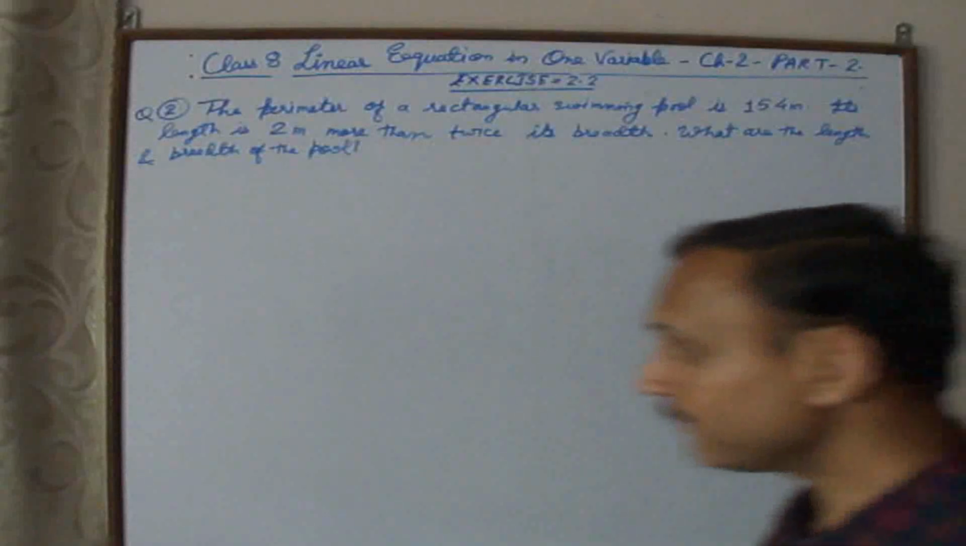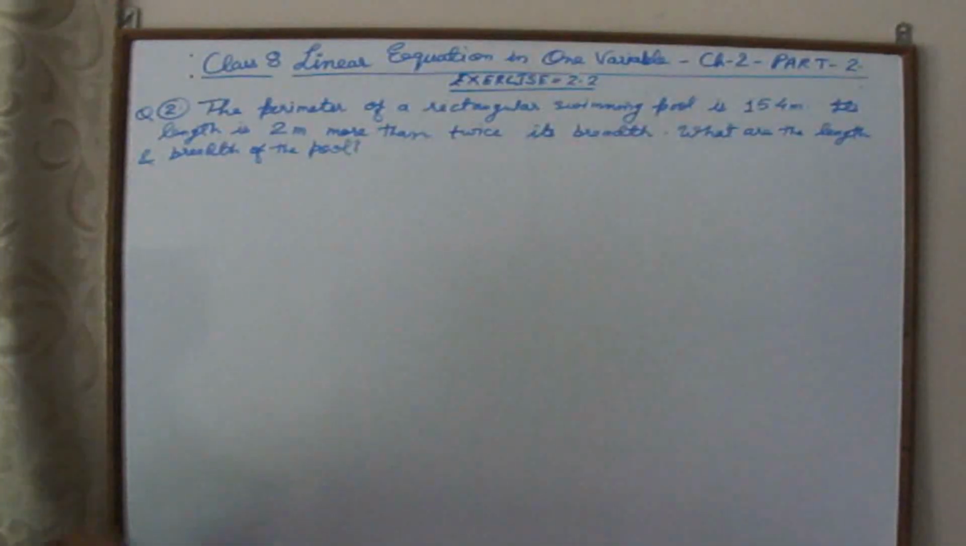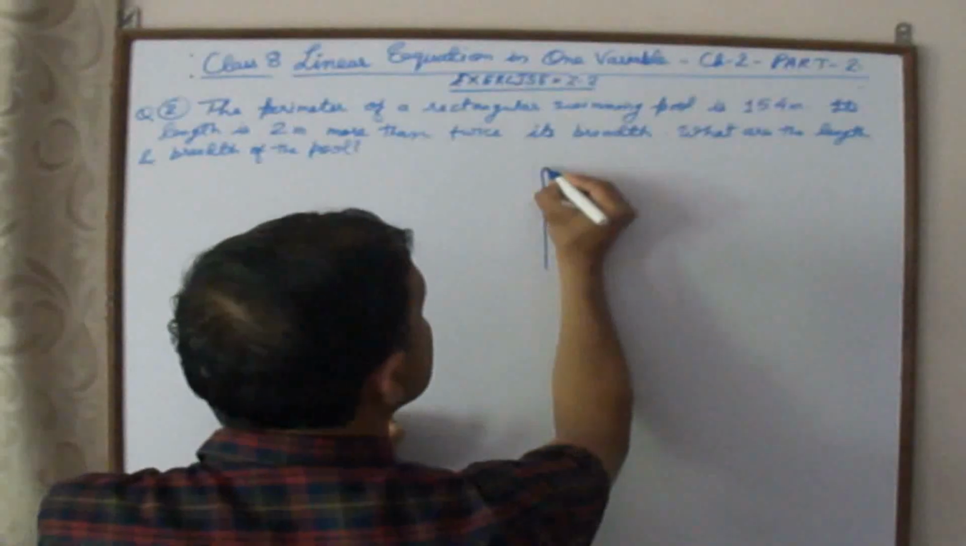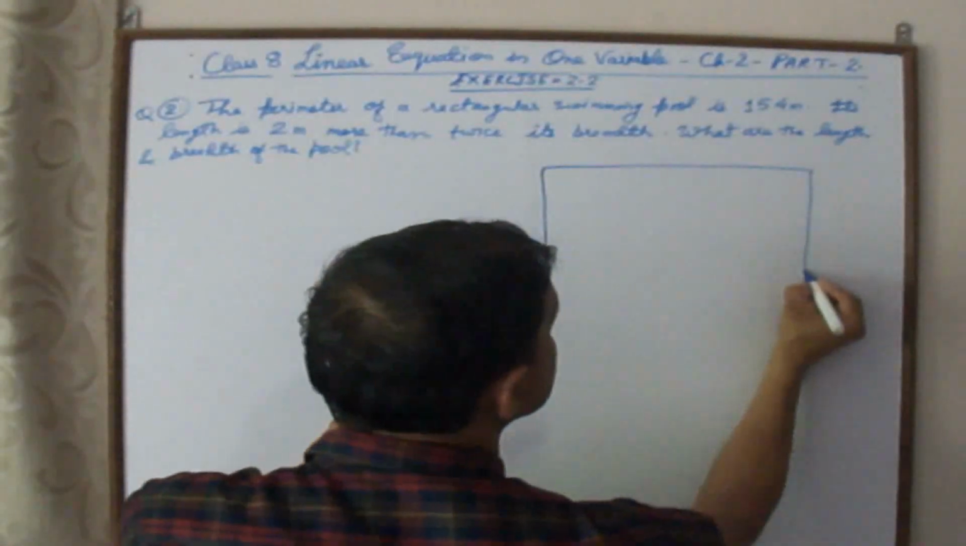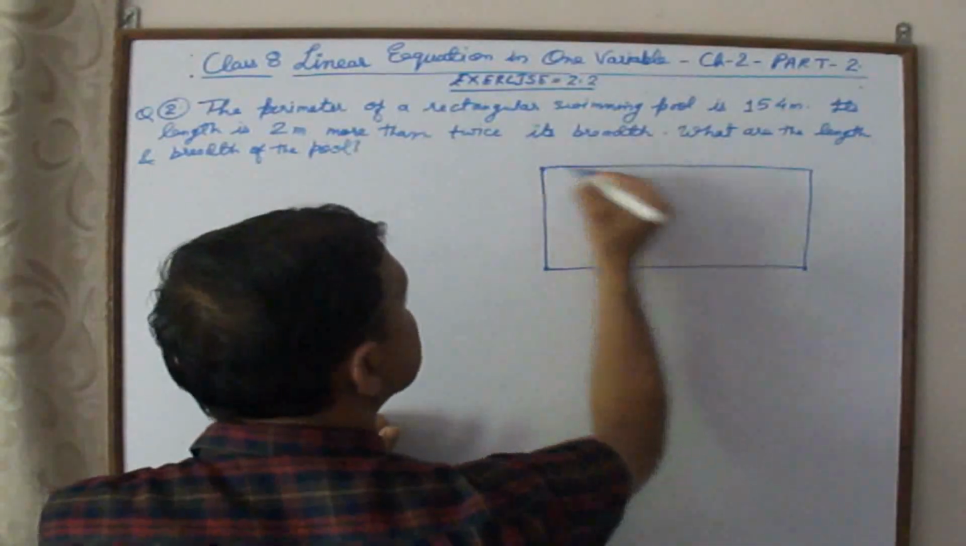Now let's do question number 2. Let's read it again. The perimeter of a rectangular swimming pool. A rectangular swimming pool is there, so let's make one rectangular swimming pool. This is the rectangular swimming pool.